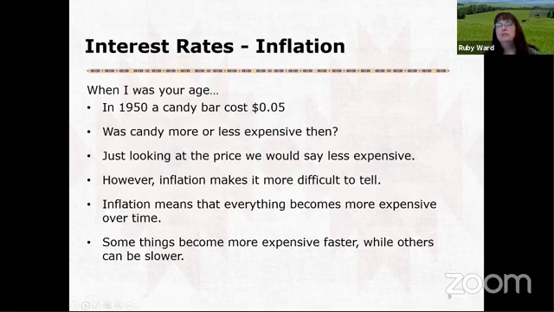However, because of inflation, it's difficult to tell, because inflation just means that over time it takes more and more dollars, physical dollar bills, to buy the same amount of stuff. Some things have become more expensive faster than inflation would say, while others have risen slower, and so they've actually gotten cheaper over time.